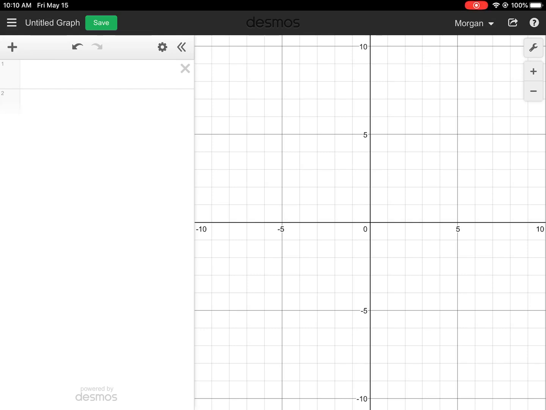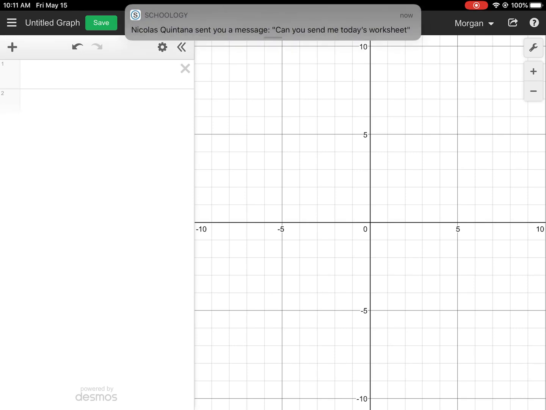Now that you're signed in, you should see your name up above. So my first name is Morgan, so it says Morgan. I'm good to go. I'm in the right account. And I've got this graph on Desmos.